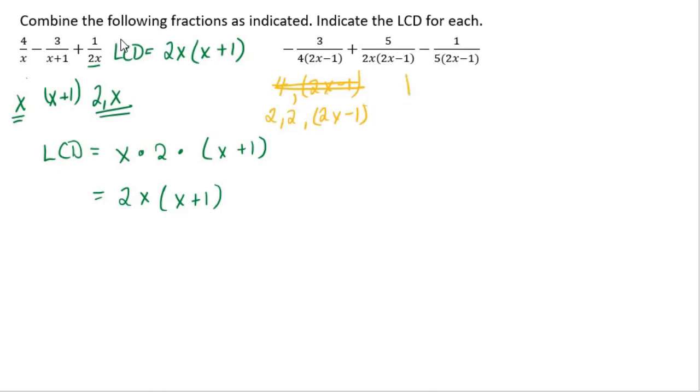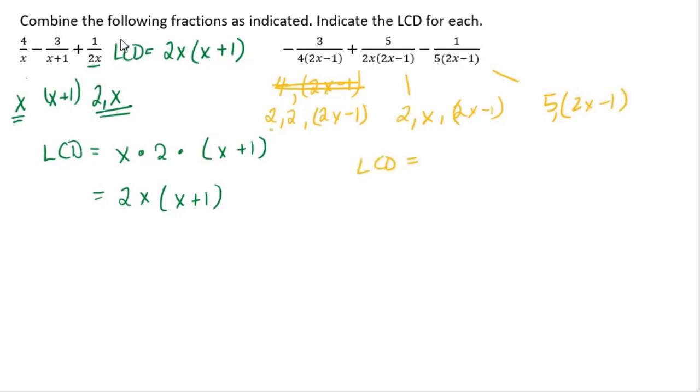Now looking at the second denominator, we have 2 times x times 2x minus 1 again. And then finally for the last one, we have 5 and 2x minus 1. So what is the LCD?